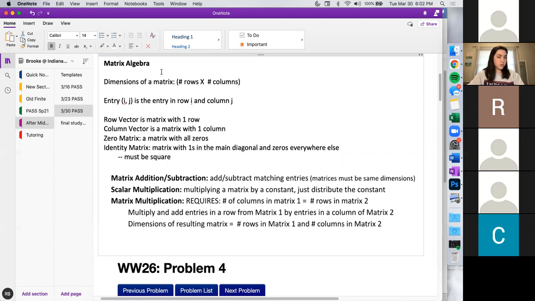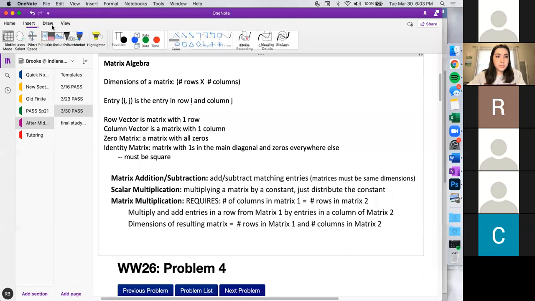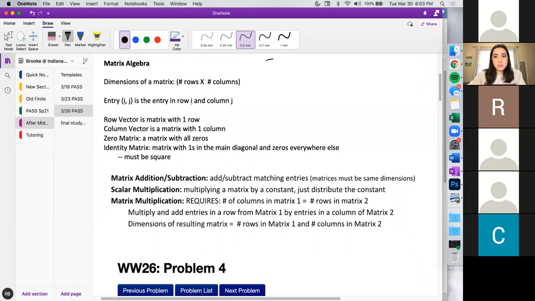Okay, so just some basics for vocabulary essentially is this first section. Dimensions of a matrix always go rows first, then columns. So if I had a matrix like this, I would have 2 rows and 3 columns. This is how I'll be writing my dimensions of matrices.